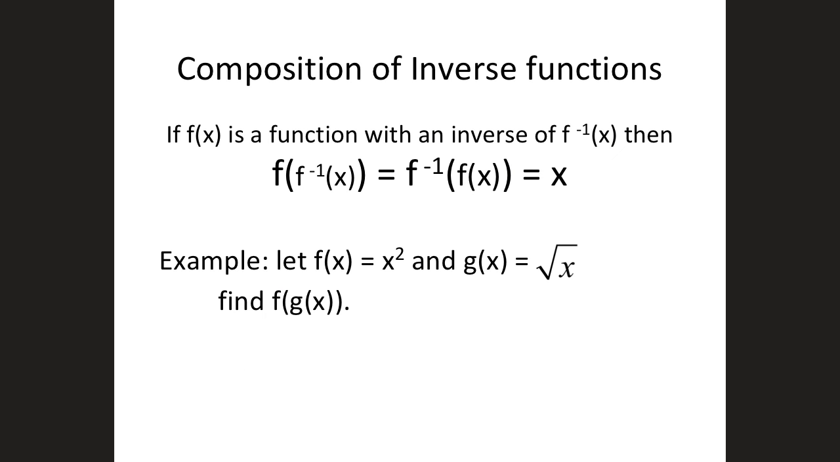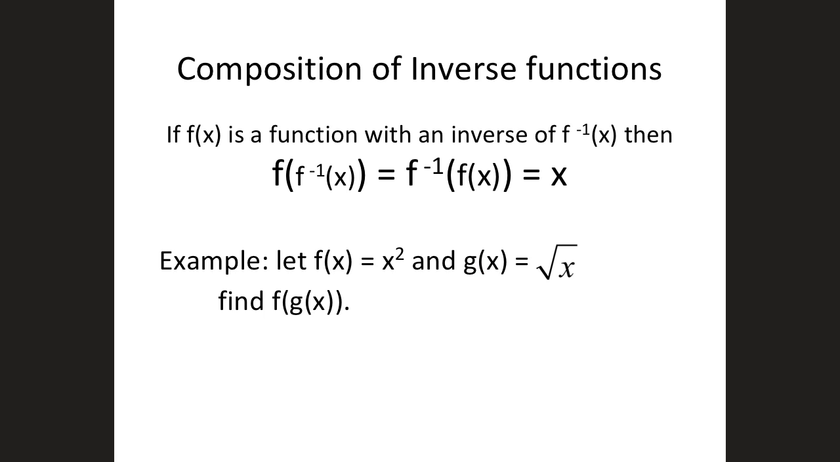Okay, the last thing that we'll talk about in this video is that composition can be used to verify that functions are inverses of each other. So if f of x is a function and its inverse is f to the negative 1 of x, then the composition of f with the inverse inside of f, and the original function inside of its inverse, will always cancel each other out, leaving you with x. So taking a look at a quick example, we're going to let f of x equal x squared and g of x equal the square root of x.